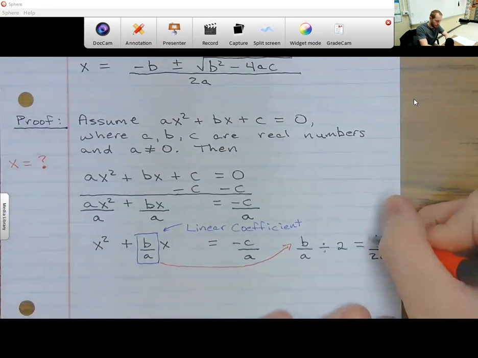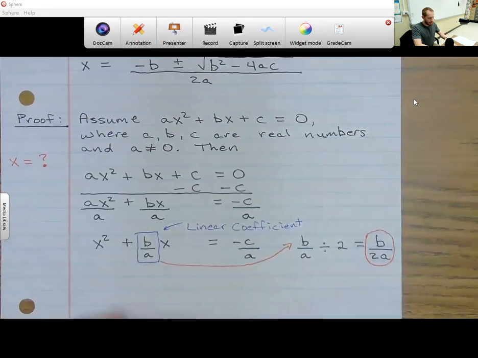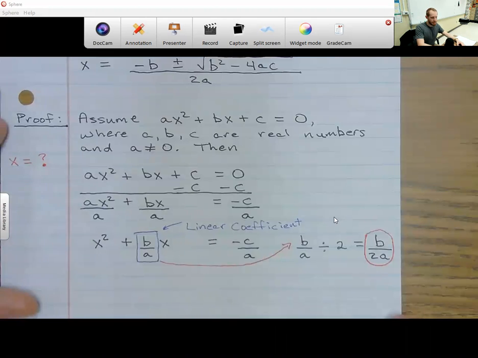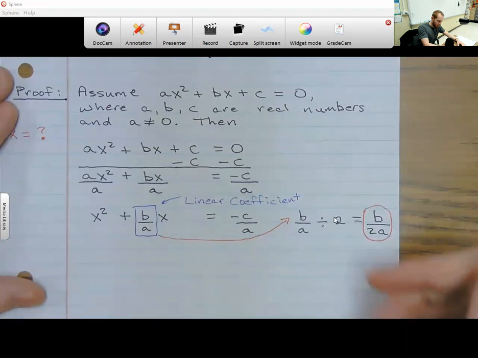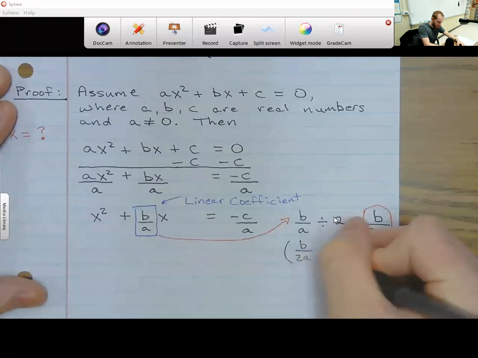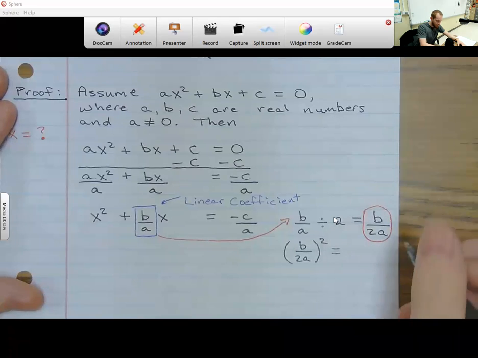And I'm going to circle this, because we're going to come back and use this later. Okay? And then the next thing I'm going to do is square it. Coming down to here, I'm going to take that b over 2a that I just got, and I'm going to square it and see what I get.